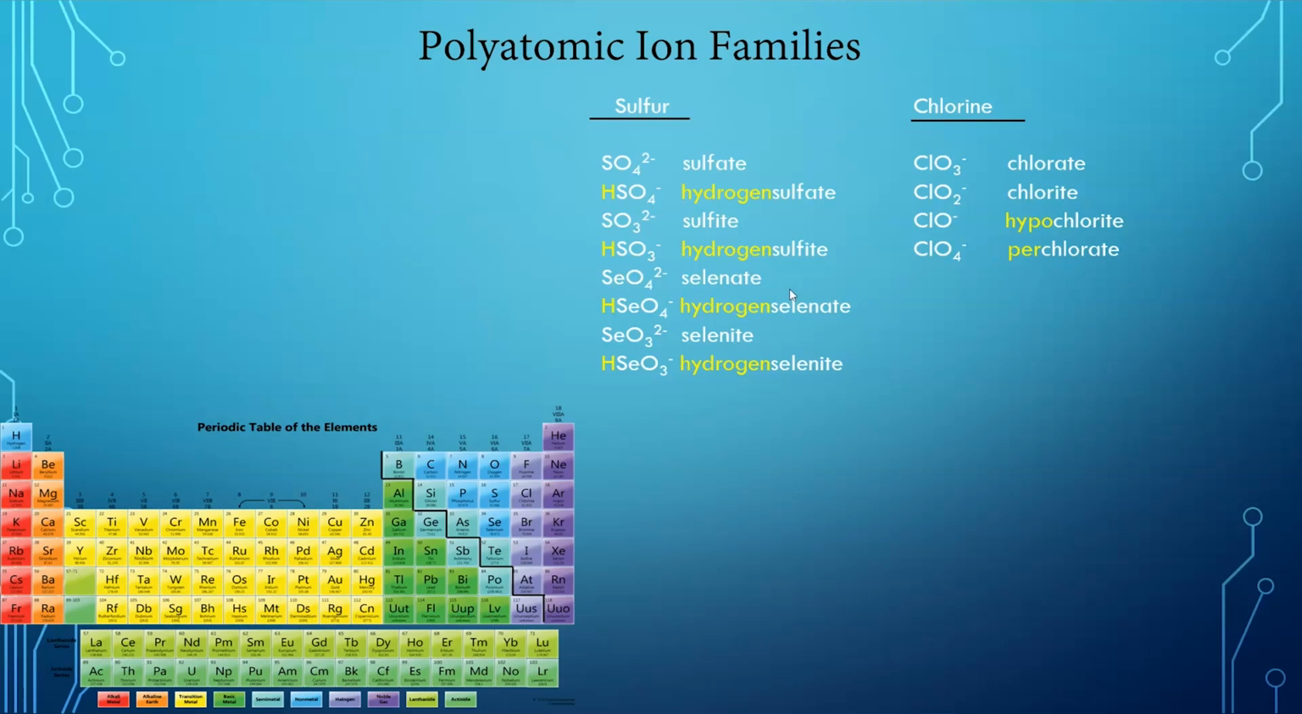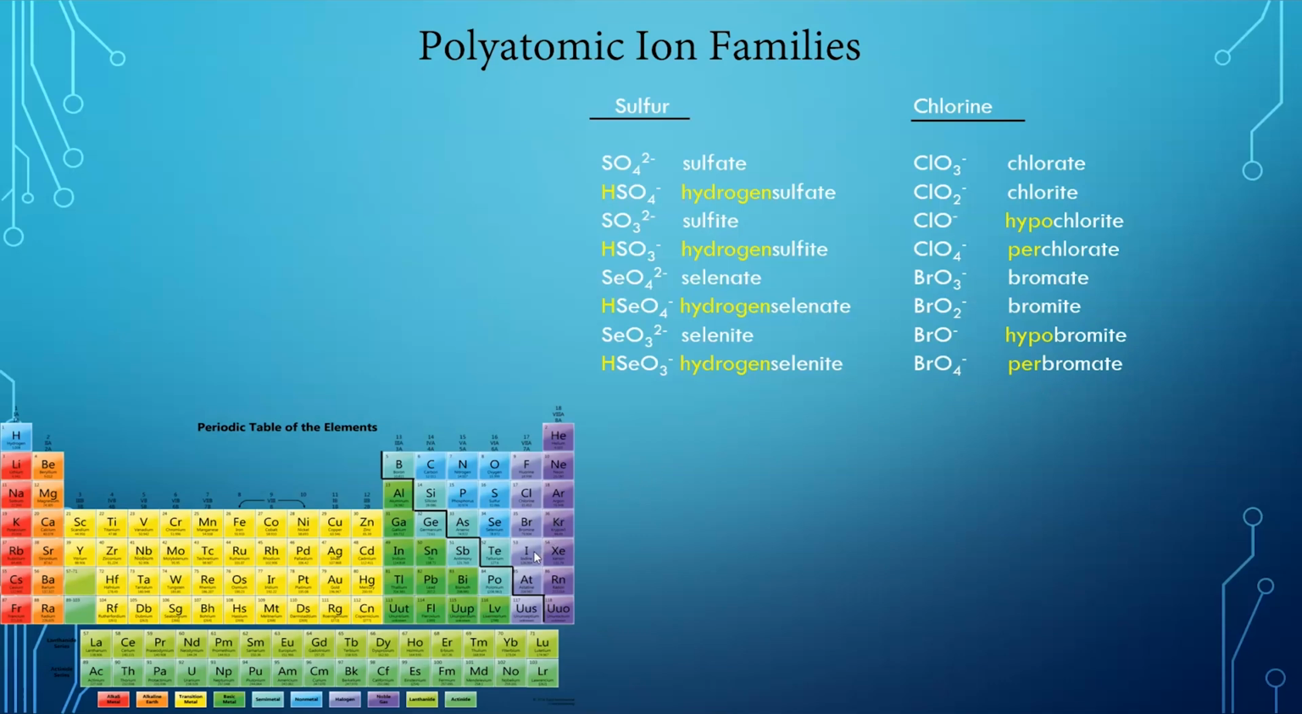Now, as we did with sulfur and phosphorus, we can also swap out family members. So the chlorine can be replaced by bromine. And we can make a bromate ion, a bromite, a hypobromite, and of course, a perbromate.